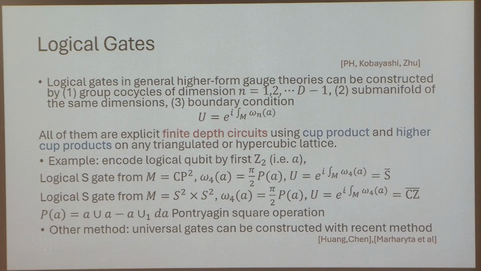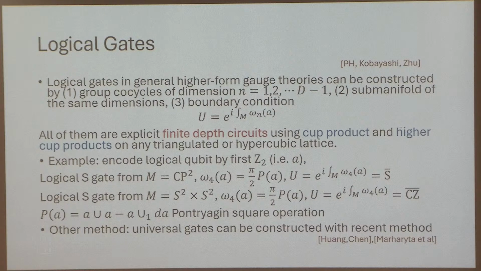And in some situations, you can also consider domain walls with a boundary. Then you can also choose different boundary conditions for the domain wall, and that will also give you different logical gates. So by playing around with these three different conditions, you can construct many different logical gates in the model.